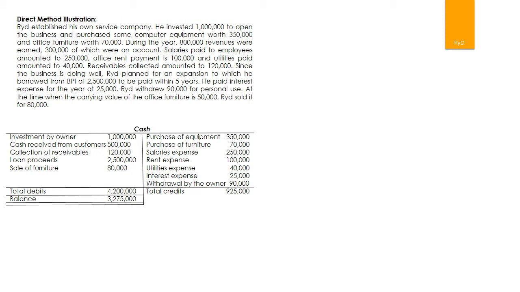If we know how to identify and analyze these transactions, it is very easy to prepare the statement of cash flow using the direct method. So, first, let's start with the heading. We have Read Company statement of cash flow for the year ended December 31, 2019. Then, let's start with cash flows from operating activities.